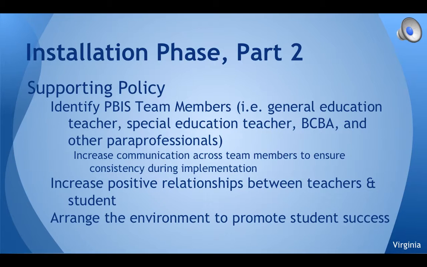Before the intervention can be implemented, the school must first identify a positive behavior intervention support team. This team will consist of staff that works directly with the student, including the student's BCBA, general and special education teachers, and other paraprofessionals. Having a designated team will increase communication and ensure the implementation of the intervention is consistent. The team will make sure to provide positive relationships between the staff and the student and create an environment that promotes the student's success.